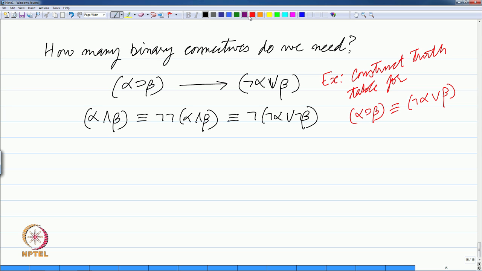So, the interesting thing is that we can do away with these two symbols, we can do away with implication. Whenever we wanted to say alpha implies beta, instead we could have said not alpha or beta. Likewise, whenever we wanted to say alpha and beta, we could have said not of not alpha or not beta. So, the exercise is: show that the set of negation and or is complete.